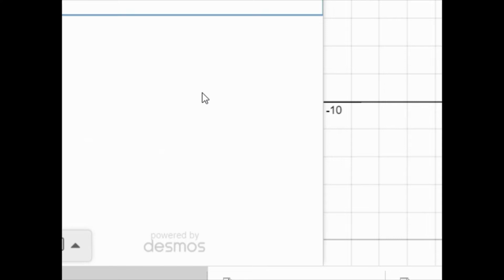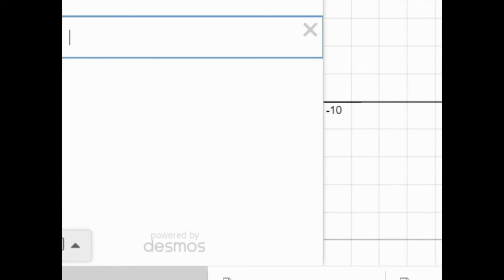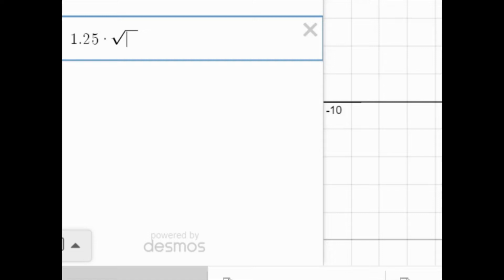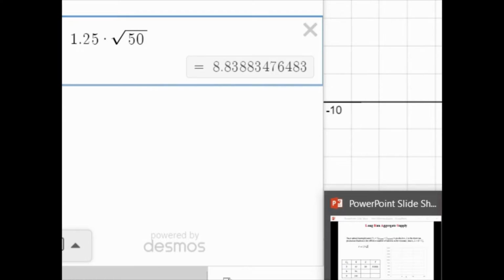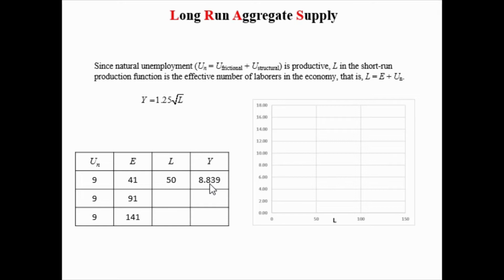I'll do it right here. Okay, so we have 1.25 times the square root of 50, right? And you can see that the GDP would be 8.839, right? Which is what we got right there.